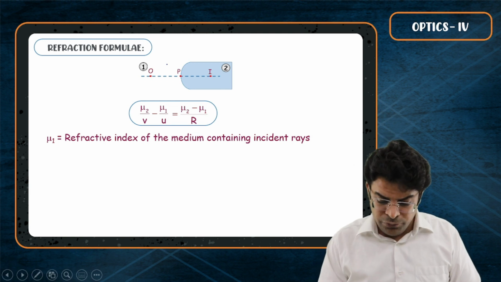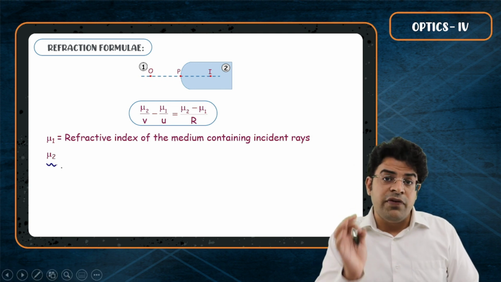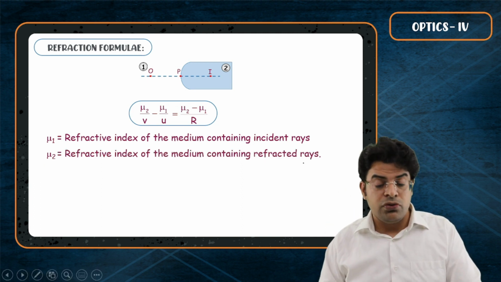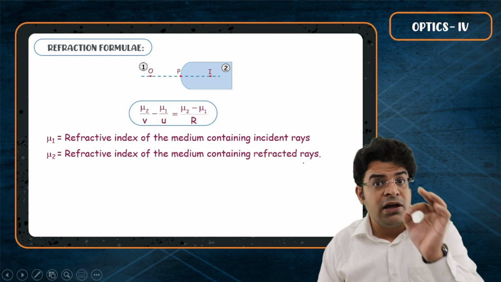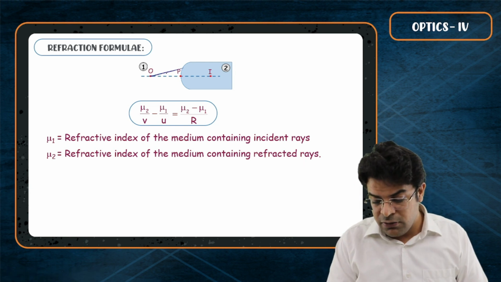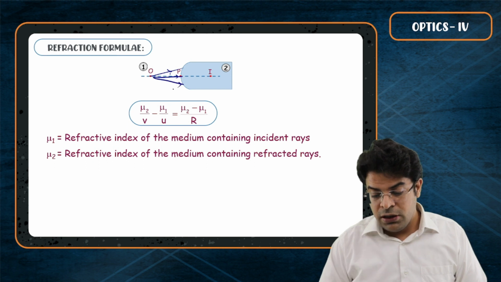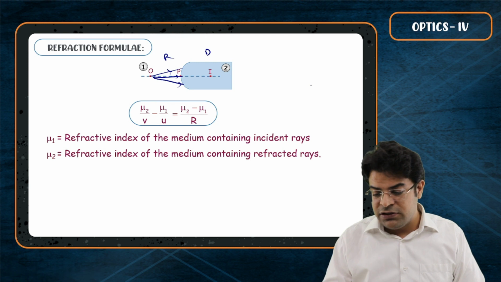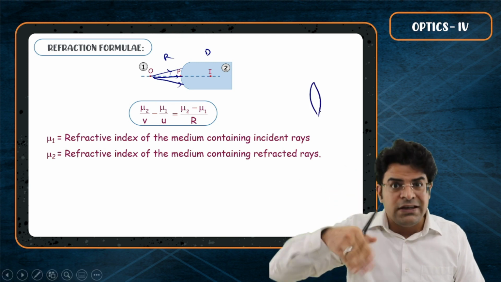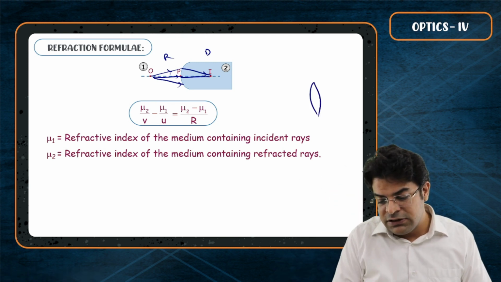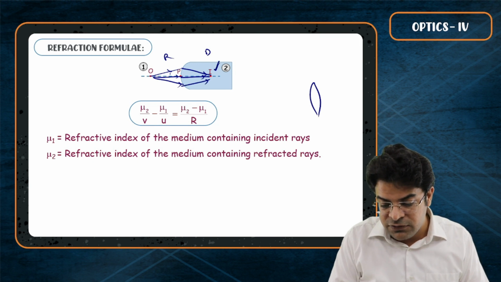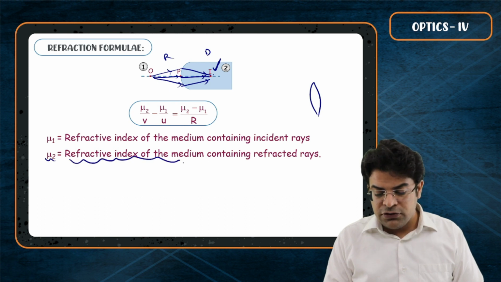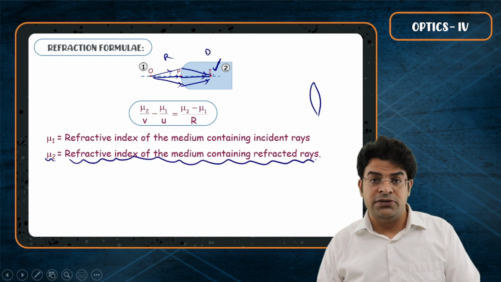Similarly, what is mu2? Mu2 is the refractive index of the medium containing the refracted rays. So here, once the rays have come out, since we have assumed this to be rarer, this to be denser, and this is like the left surface of the equi-convex lens, you know that these rays will get converged and they will meet somewhere here, and here is where we have placed the image I. So what is mu2? Refractive index of the medium containing the refracted rays.